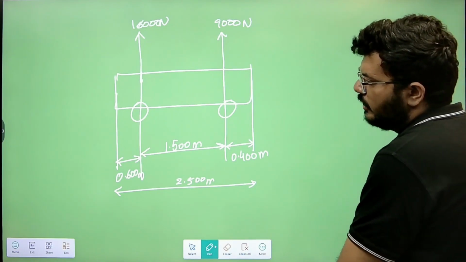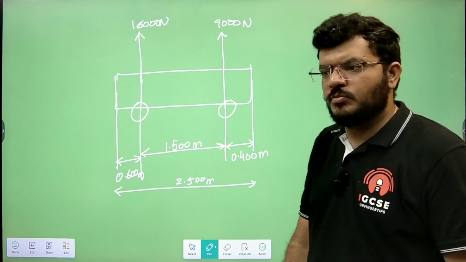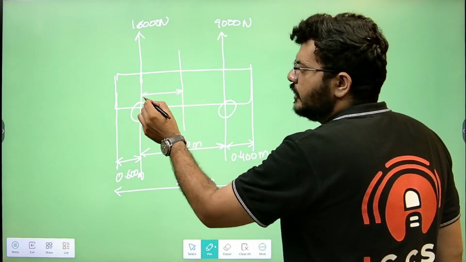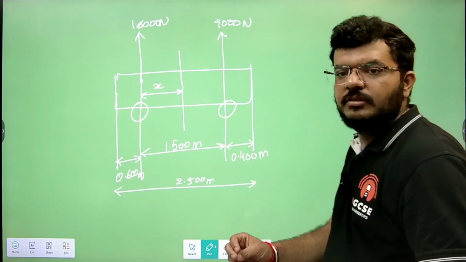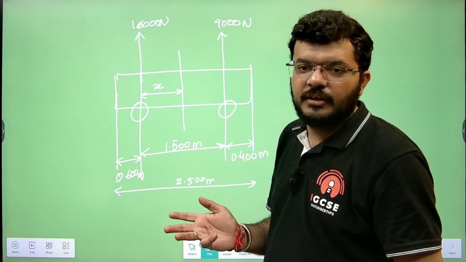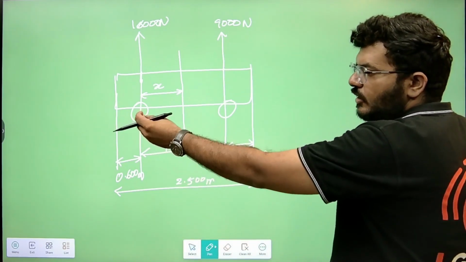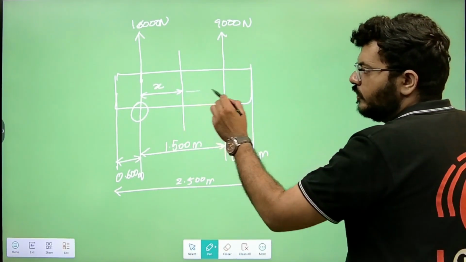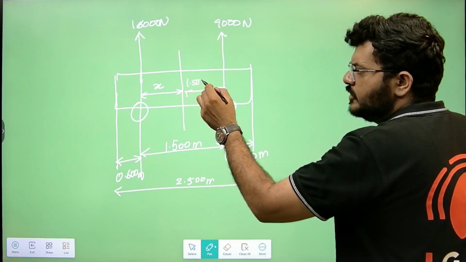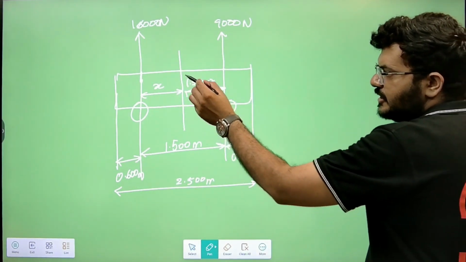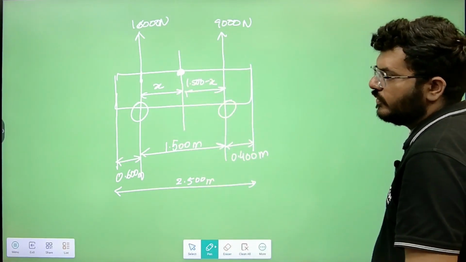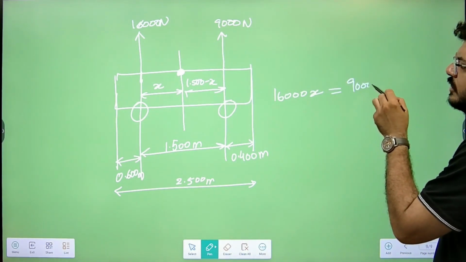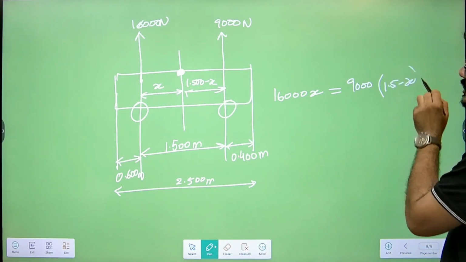Okay. So for this you'll have to find out that the clockwise moment is equal to the anti-clockwise moment. Let's say the center of gravity is at a distance x from the front wheel. So this distance will be 1.500 minus x. Let's say I take moment at the center of gravity. Can I say 16,000 into x is equal to 9,000 into 1.5 minus x, right?